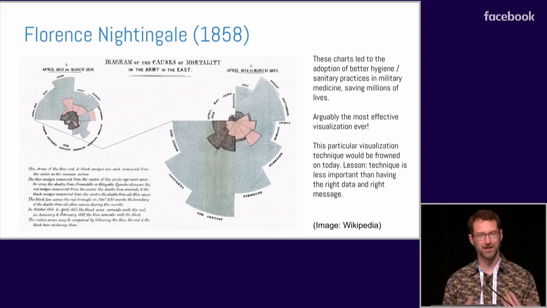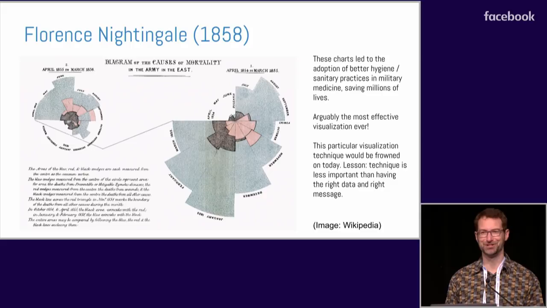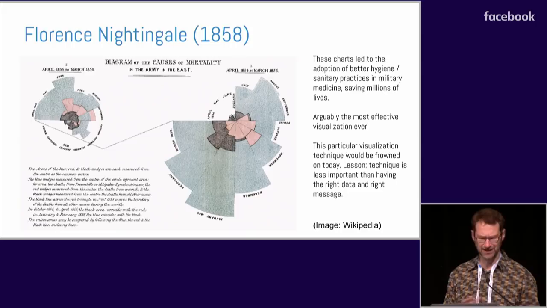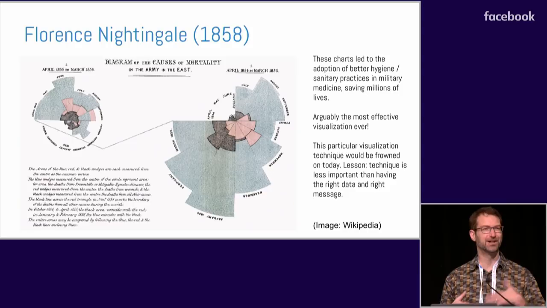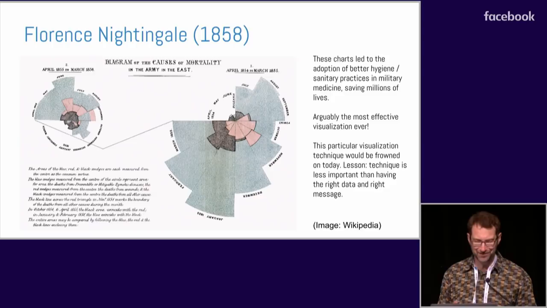Now, the interesting thing is that when she tried to make this case, it actually didn't go over particularly well immediately. And so she really had to pitch it to people in charge, the top politicians. And the way she did this was with visualizations. So she created a number of things. What you see here is something she called the Coxcomb chart. It's a kind of complicated pie chart. And it ended up being very effective in helping her make the case. And arguably, this is the best visualization ever if measured in terms of number of lives saved.